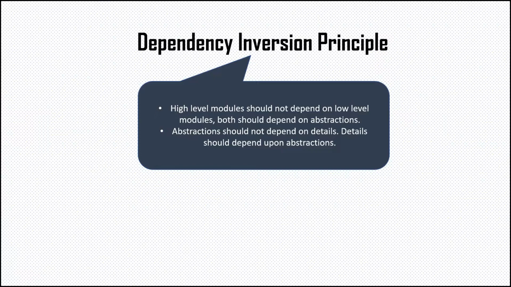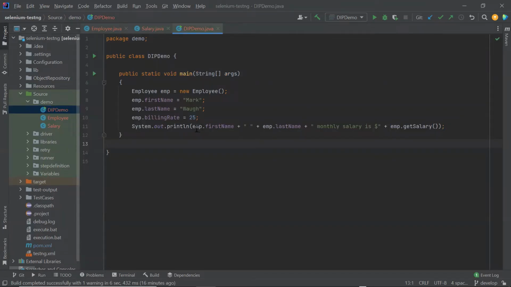So to make it compliant, we need to decouple the high-level and low-level modules from each other. And that can be done by using abstractions. Now let's understand this principle by example. Here in this example, I have the main method in this class, where I have created the employee class object and then assigned the employee first name, last name, and billing rate. After that, it prints the monthly salary of the employee into the console.